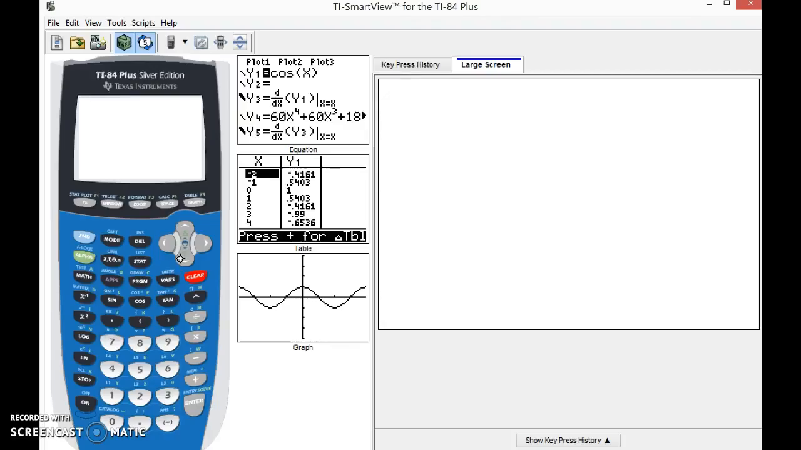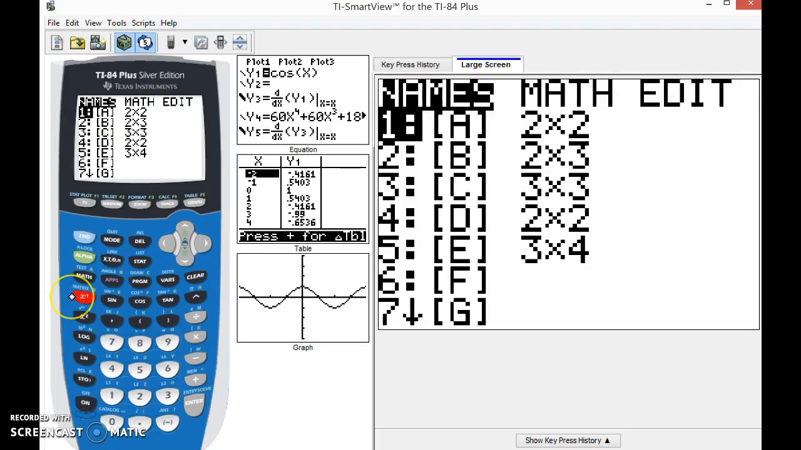All right, so let's start with the first thing we did, which was matrix addition. So let's say that I want to add matrix A and matrix B. Matrix A is a 2 by 2, matrix B is a 2 by 3. Can I add those? Can you add a 2 by 2 and a 2 by 3? No. Why no? Their orders are not the same. You can only add and subtract if you have the exact same order. My calculator knows that, and it'll tell me that.